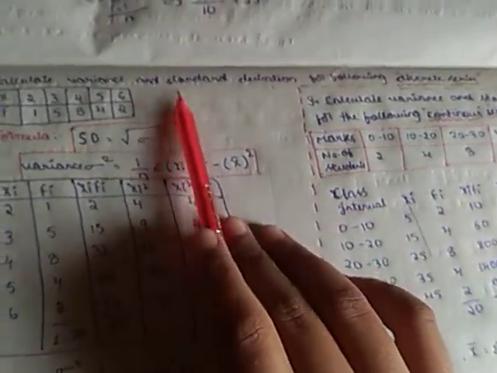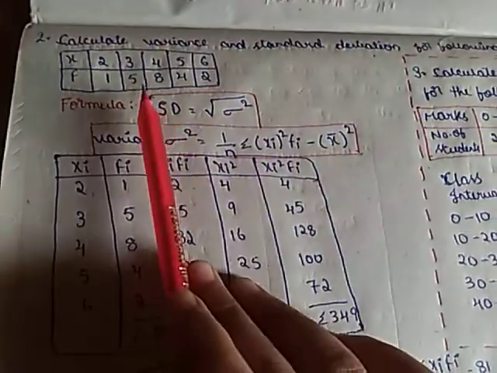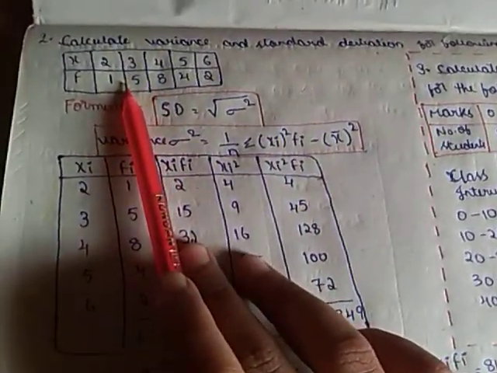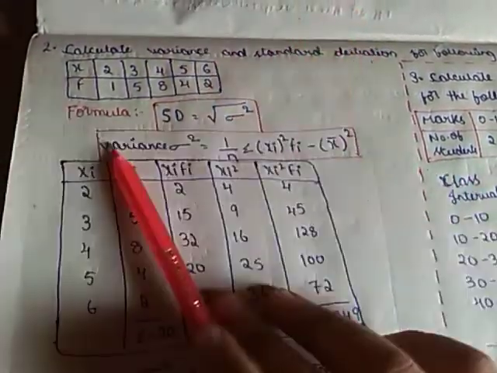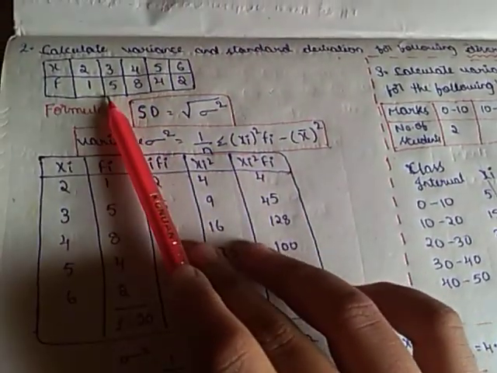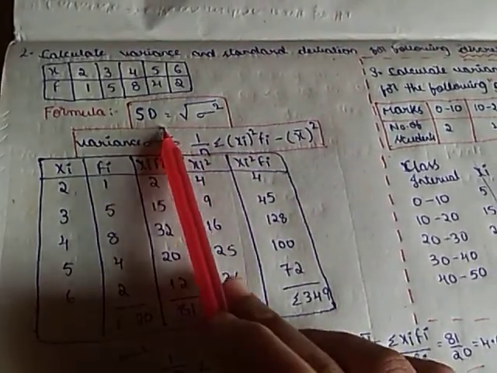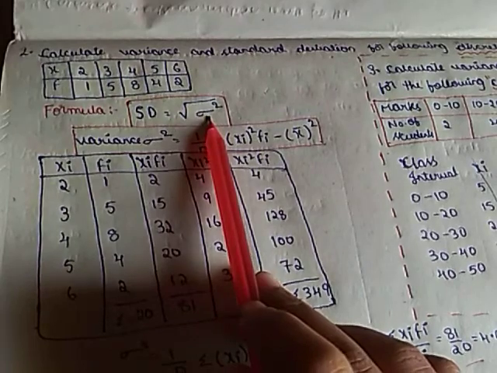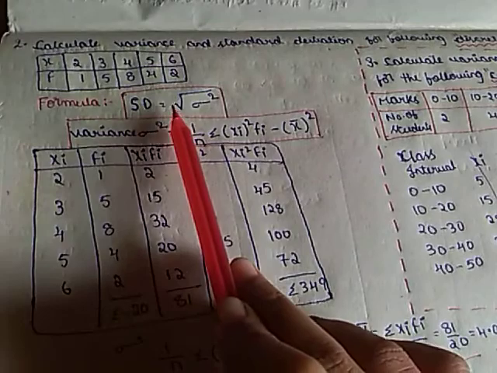Now we have to find the standard deviation and variance for the discrete series. In a discrete series, they'll give x values and f values. For a single series, they separate the given numbers by commas; for a discrete series, they give x and f values. I already told you SD equals root over sigma square, where sigma square means variance. First we find the variance, then you will get the SD.